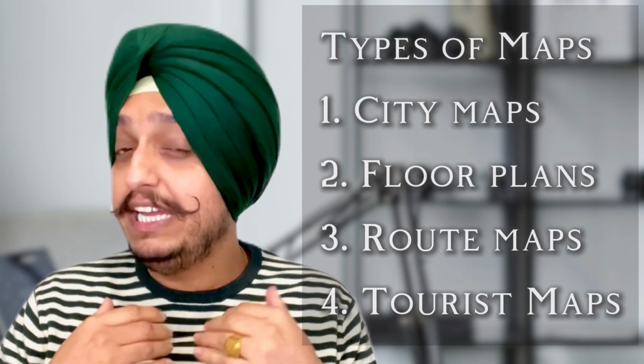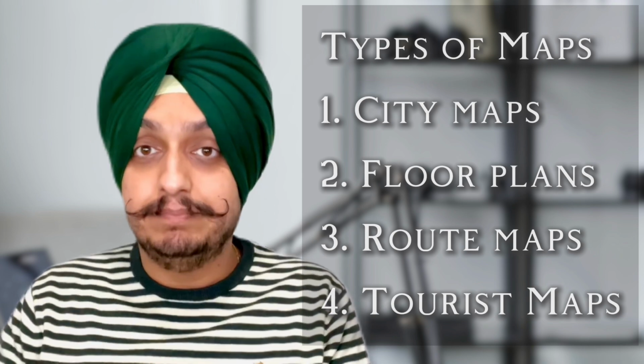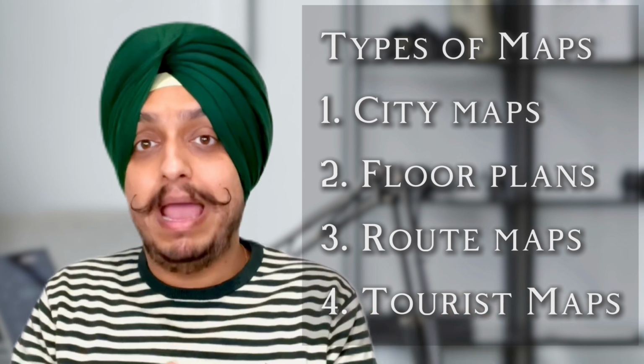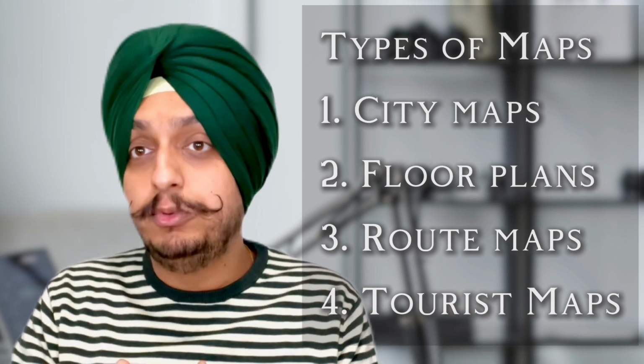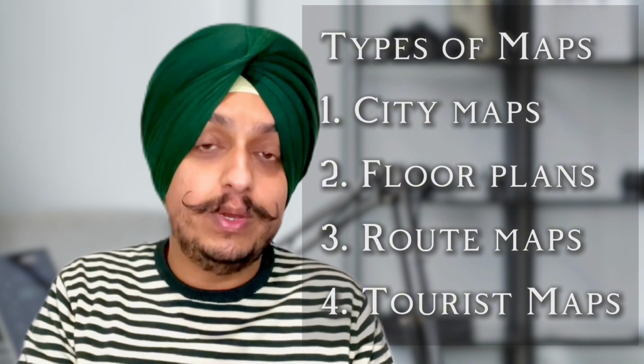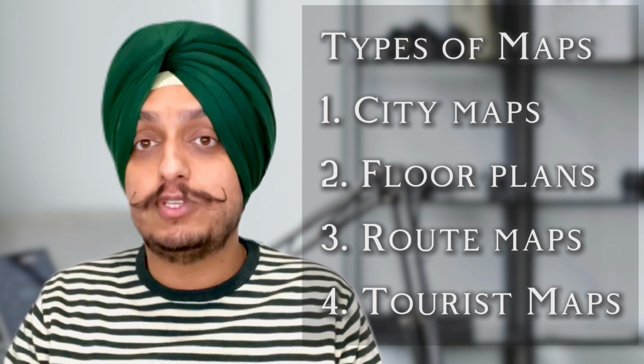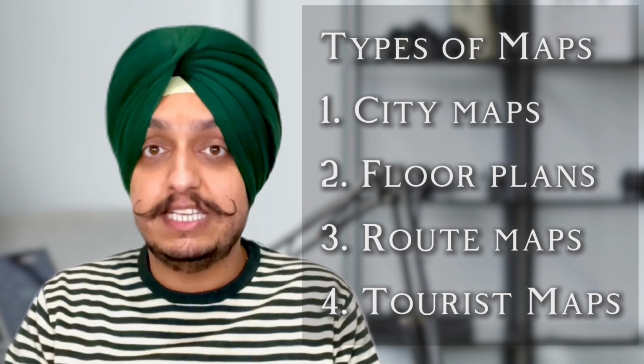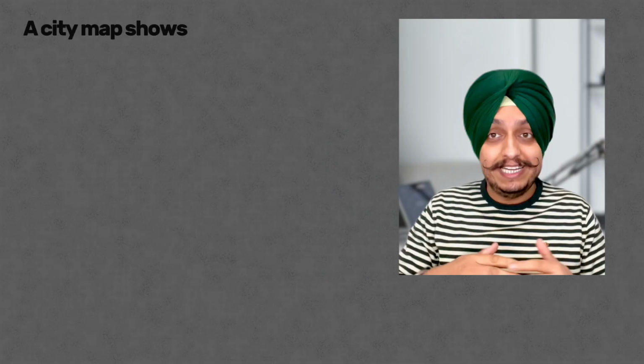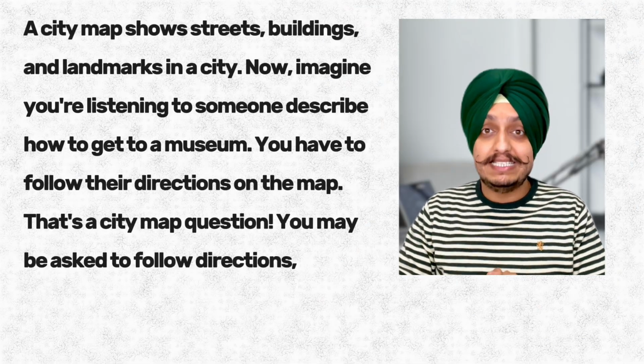So maps questions in the IELTS listening test can vary in format and complexity. Understanding the different types of maps questions you may encounter is essential for tackling these questions with confidence. So let's explore some common types of maps questions that you can see on the IELTS listening test. The first one is city maps. A city map shows streets, buildings, and landmarks in a city.